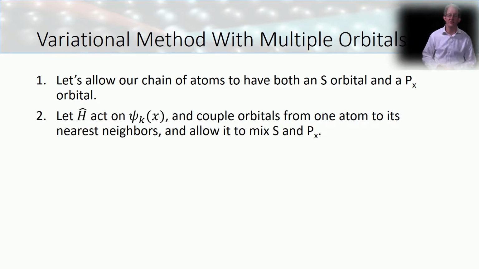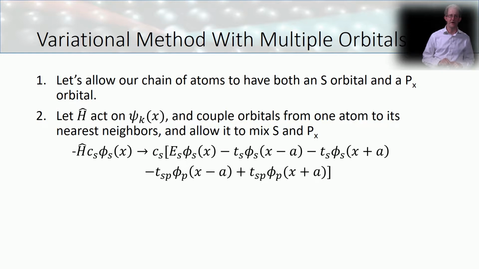Now we're going to act within the tight binding approximation. So we're going to let our Hamiltonian, which we're going to write as the sum of atomic Hamiltonians centered at each unit cell, act on our wave function, and it's going to couple orbitals from one atom to its nearest neighbor. So if you have an atom at the origin, it's going to couple to one behind it and one in front of it. And that's going to allow it to mix the s and the px orbitals with the atom in front and the atom behind.